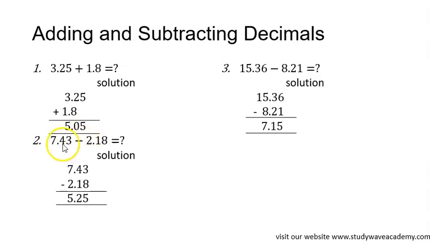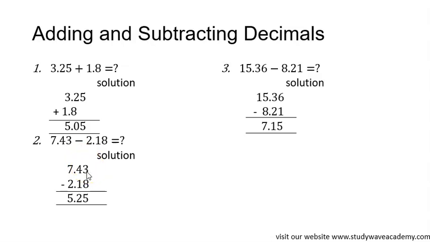Okay. The next one we have is 7.43 minus 2.18. What is that going to give you? The same thing. You make sure the decimals are aligned, okay? So we have here 7.43 minus 2.18. 3 minus 8 can't go, so you borrow from the next number. The next number here is 4. So we're going to be borrowing 1 from 4. When you carry 1 over here, it comes as 10, which makes it 13.